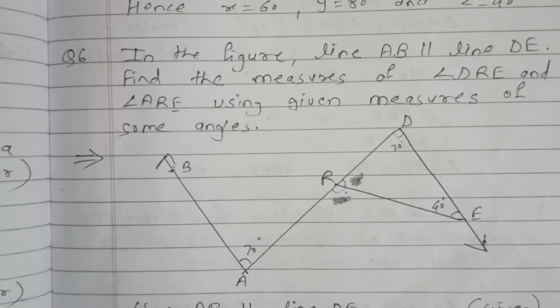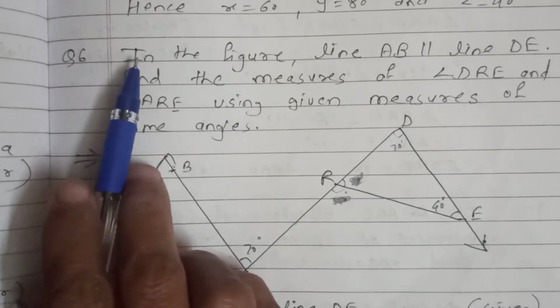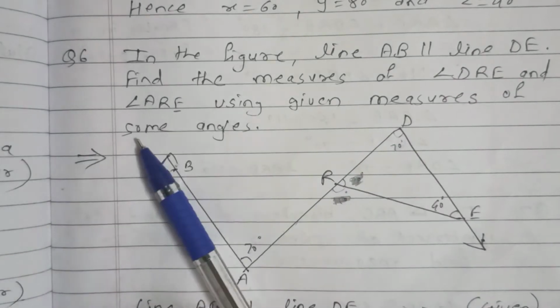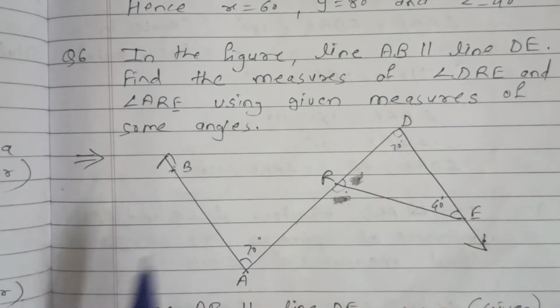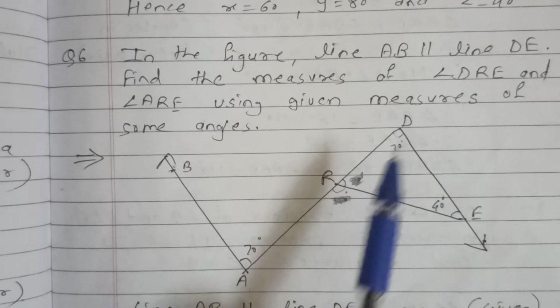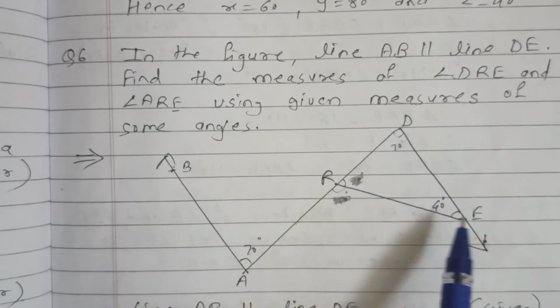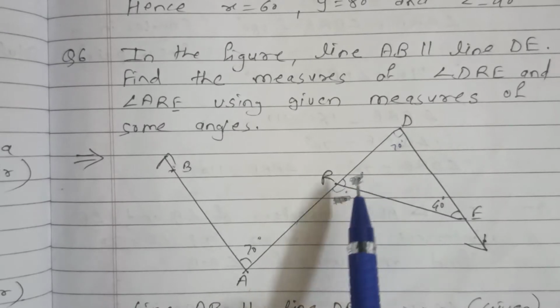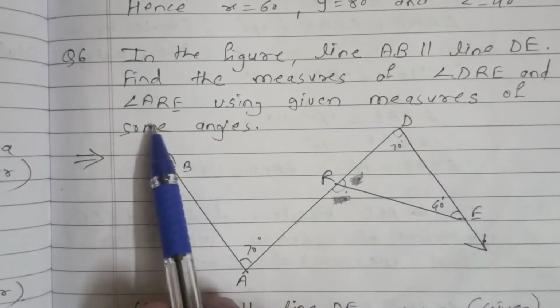In the last video we have seen questions 1 to 5 of practice set 3.1 of 9th standard maths. Now let us see question 6 from practice set 3.1. In the figure, line AB is parallel to line DE. Find the measures of angle DRE and angle ARE. These two angles we have to find using the given measures of some angles.